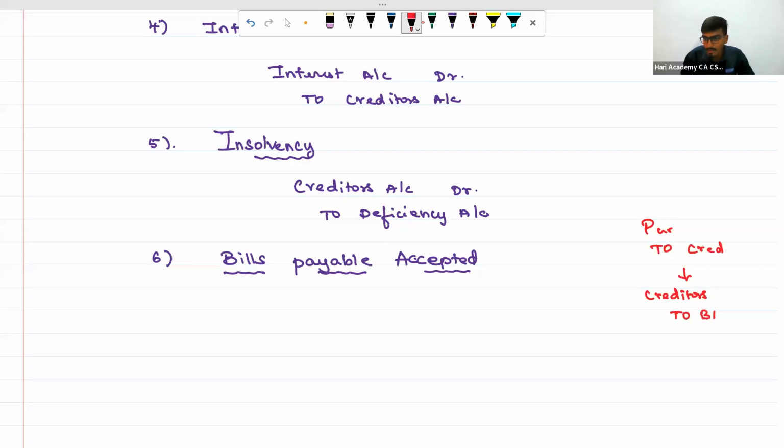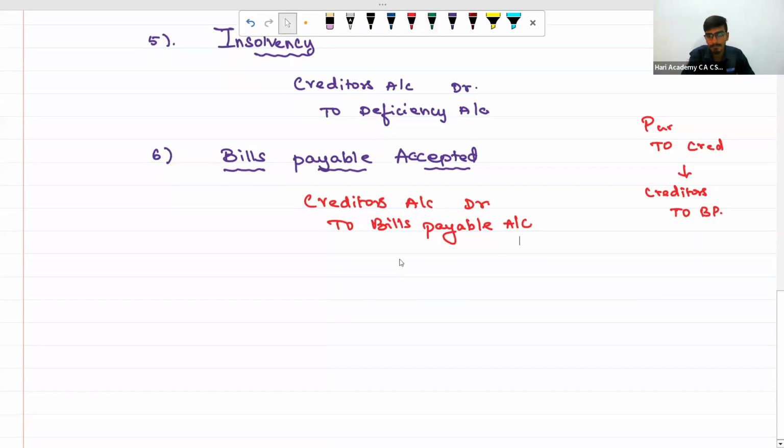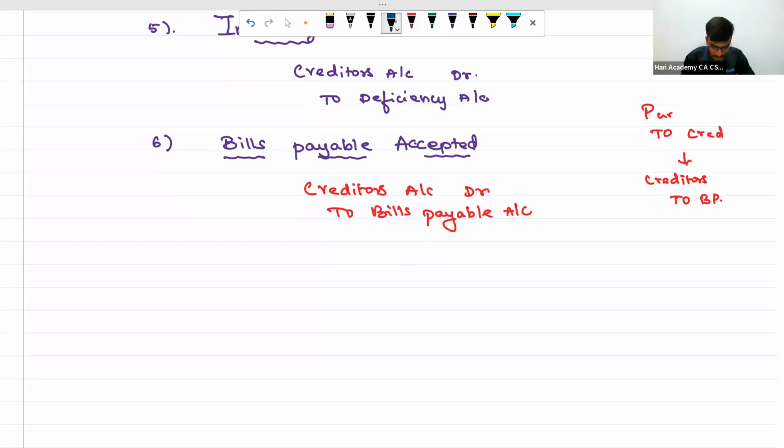Second, I have created a new account called bills payable. That is also a liability. Okay, the words are only changing, the effect remains the same. Or I can say the mode will get changed, the effect remains the same. For that, I will pass a journal entry: creditors account debit to bills payable account.